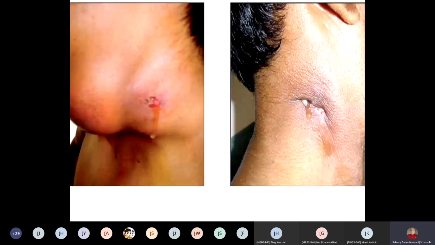Tubercular sinus. Can you tell me what are the 4 stages of tuberculous adenitis? I told you. Adenitis, periadenitis, and then what? Matting of lymph nodes. Very good. And then? Cold abscess. And then? Collar stud abscess. And finally? Sinus formation. Right. What is the treatment for this tuberculous ulcer?